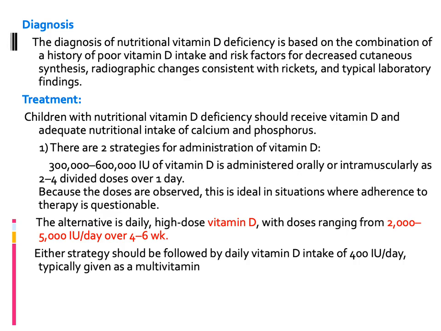Always or most of the time we have poor compliance with giving vitamin D on a daily basis, especially in our community. So sometimes when we suspect that the compliance will be poor, we give a single high dose of vitamin D. The alternative pathway is to give daily high dose vitamin D with doses ranging from 2,000 to 5,000 international units per day over 4 to 6 weeks. This is better, and this avoids the side effect of hypervitaminosis, but sometimes we are forced to use the first therapy, especially when there is no compliance of the family.